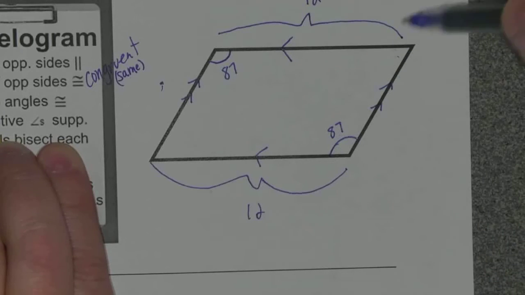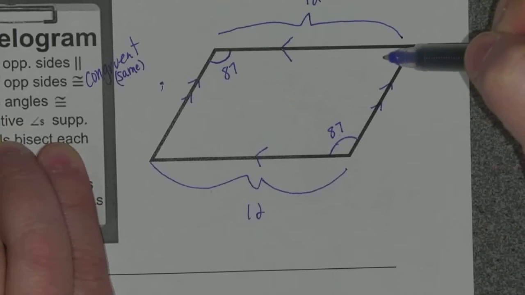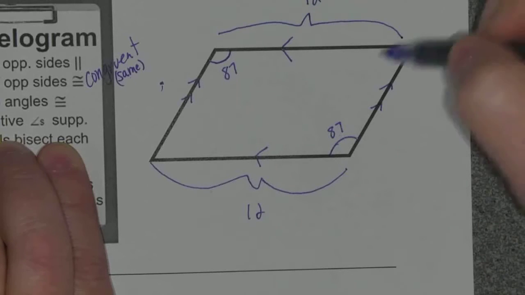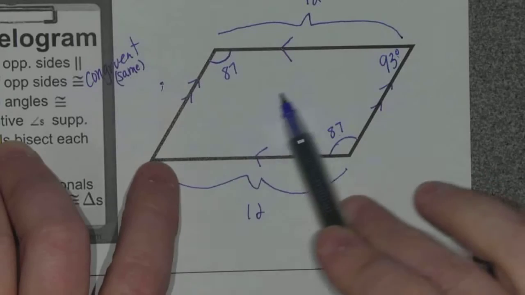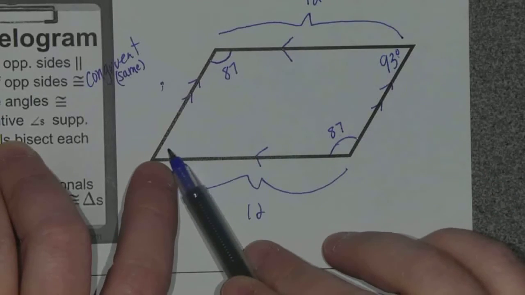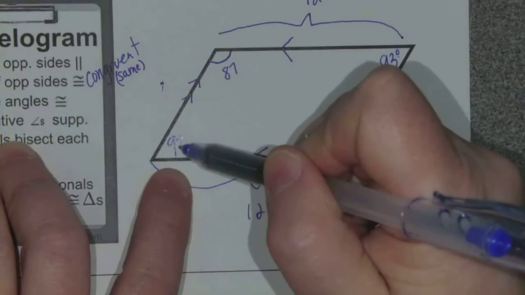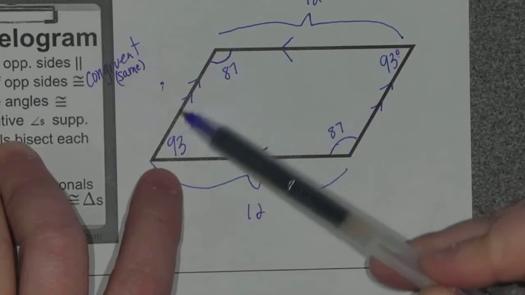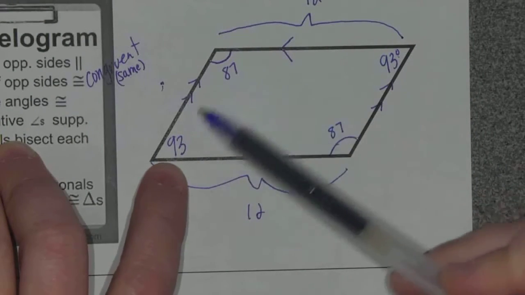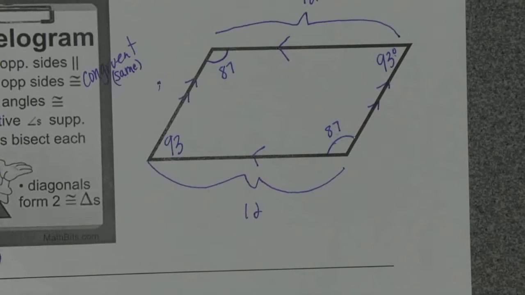So if this one's 87, what's this? It's going to be 93. And if this angle's 93, guess what this one is? 93, because of a couple of reasons. The first one, opposite angles are congruent, and the second one, consecutive interior angles are supplementary, so these would have to add to 180.